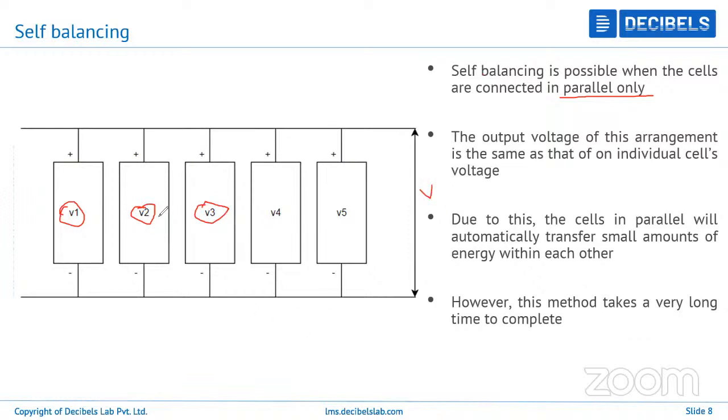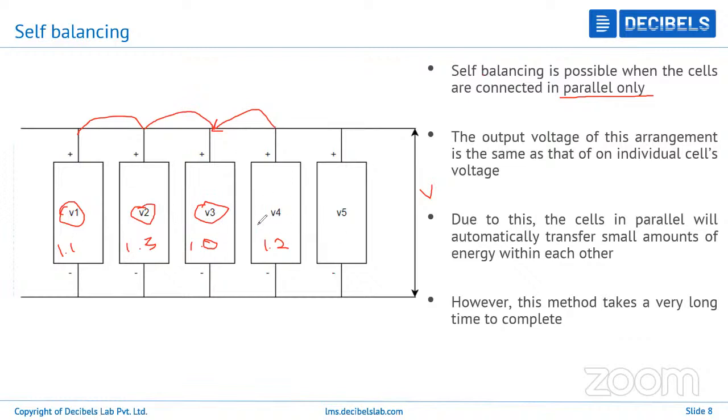Because of this, if a few cells have slightly different voltages, say for example this is 1.1 volts, this is 1.3 volts, this is 1 volt, and this is 1.2 volts, then if there are small differences, over an extended period of time some small amount of energy will be shifted between these cells. There'll be 0.1 volts going here, and 0.1 volts coming from here, so from cell V4 to V3, and also from V2 to V3.